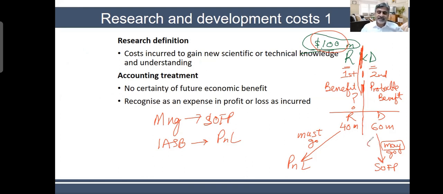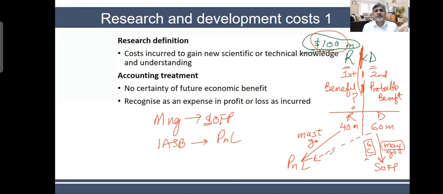There are 6 conditions which must be met. If any one of these 6 conditions is missing, this 60 million will also go to P&L. You see how difficult they made it to capitalize this expenditure? We call it capitalization of development expenditure. So research expenditure cannot be capitalized. Research expenditure must go to the P&L, that's it.